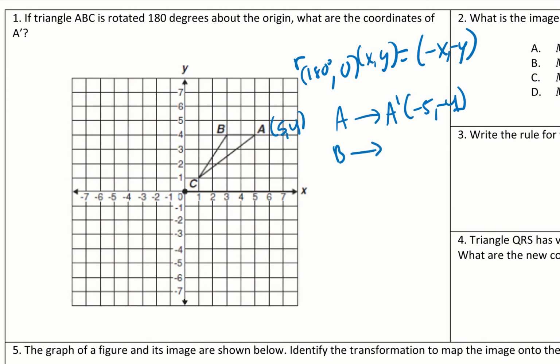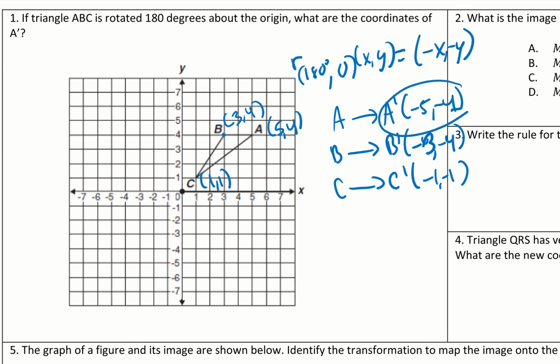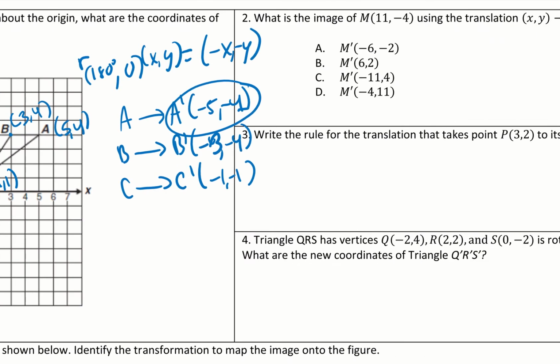B is currently (3, 4), so it's going to turn into (negative 3, negative 4). And then finally C is (1, 1). So it's going to be (-1, -1). And that is it. Those are the coordinates. And you just want A prime anyways, but I did it for all of them just so you can practice.